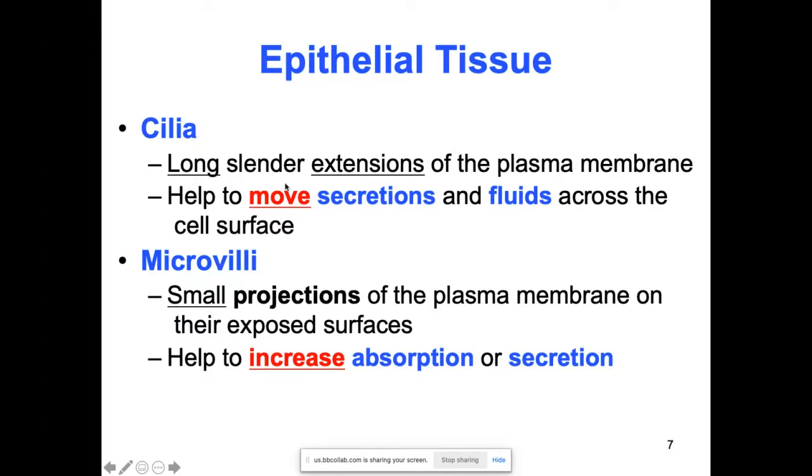We talked about cilia, which are the long, slender extensions. We can see them coming off the plasma membrane. They help to move secretions and fluids across the cell surface. And then we have smaller ones called microvilli that are used for absorption. And microvilli are very, very important clinically, especially along the GI tract, the gastrointestinal tract. You need to have microvilli in the small intestines.